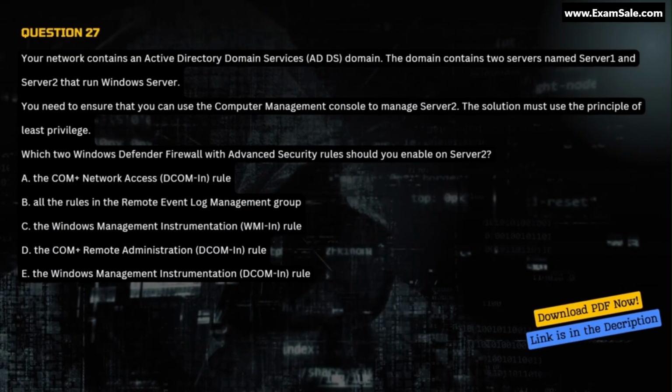Question 27. Your network contains an Active Directory Domain Services (AD DS) domain. The domain contains two servers named Server1 and Server2 that run Windows Server. You need to ensure that you can use the Computer Management console to manage Server2. The solution must use the principle of least privilege. Which two Windows Defender Firewall with Advanced Security rules should you enable on Server2?